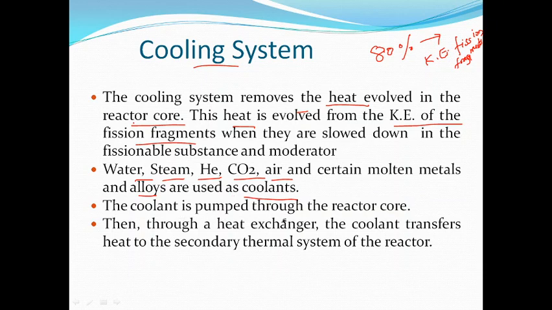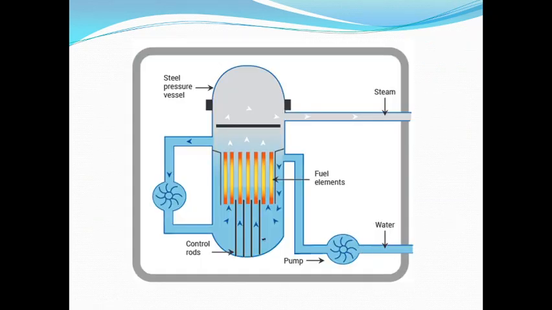The coolant is pumped through the reactor core and is allowed to absorb the heat from the reactor core. Then through a heat exchanger, the coolant transfers the heat to the secondary thermal system of the reactor. So you can see here, these are the core parts of the nuclear reactor. The fuel is there, moderators are there, control rods are there, other systems are there, and through this system the coolant, here it is water, is passed through this reactor core, and water when heated will be converted into steam, and the steam is taken out through this valve.